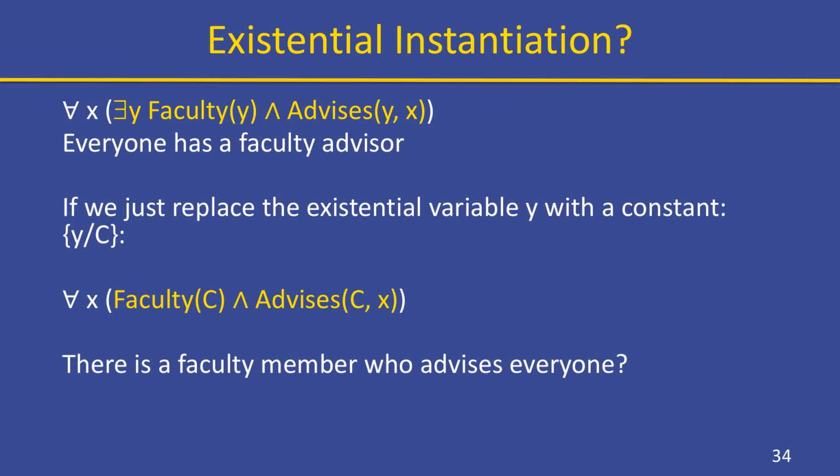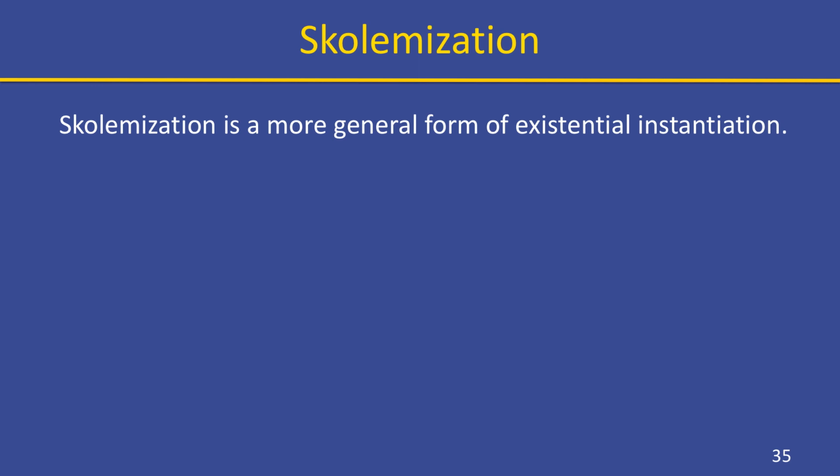So what's different here? The difference here is that the existential variable y is enclosed within a universal quantifier. There is this for all x in front of it, and the for all x makes things different. So we can no longer replace y by a single constant. We're going to replace it by a function of x.